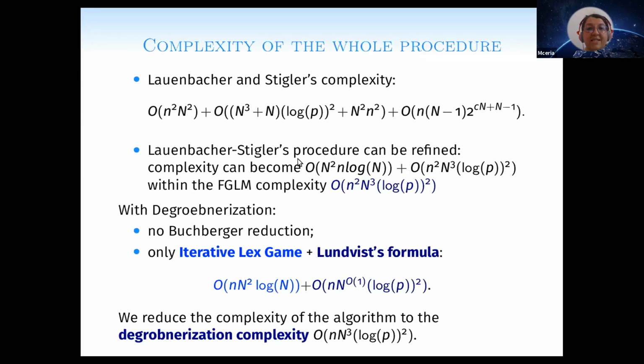Finally, complexity. As I said before, this is the complexity we started from, so the complexity from Laubenbacher and Stigler. We first observed that if you improve the way of practically doing what they want to do, we can improve the complexity, in the sense that they take all these Lagrange-like polynomials to construct a separator of polynomials, multiply them all, and then reduce. But if you decide to make the first multiplication and reduce in this first step, and then multiply another one and reduce, you can improve the complexity going within this complexity here that is far better. For what concerns our algorithm, we get the complexity of the iterative game plus that of Lundqvist formula going into the so-called degroebnerization complexity that is actually linear in the number of variables and cubic in the number of points. So with that, I conclude the talk.